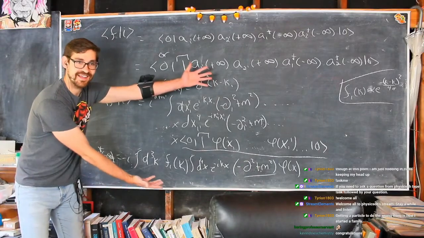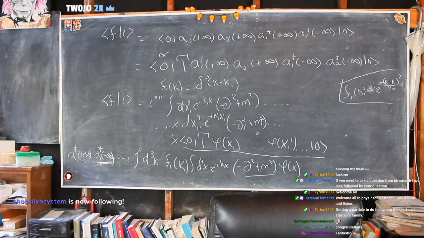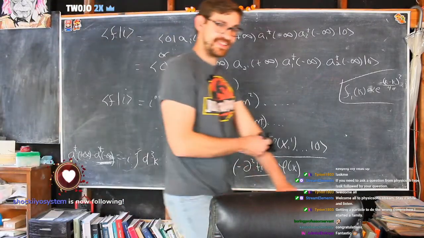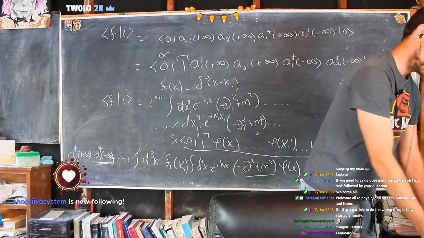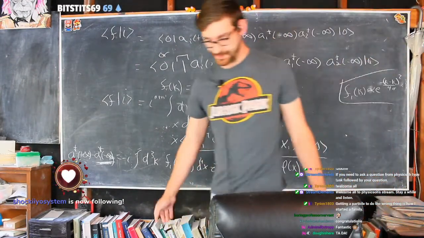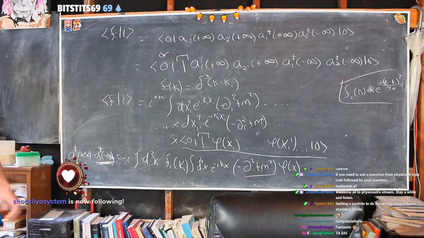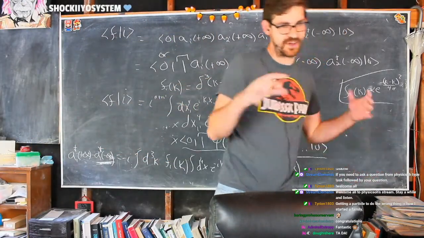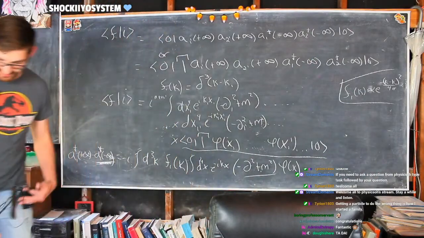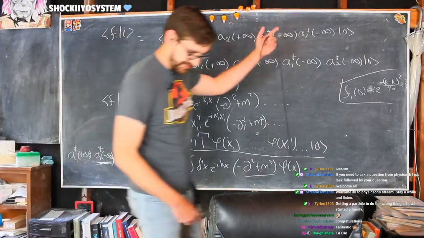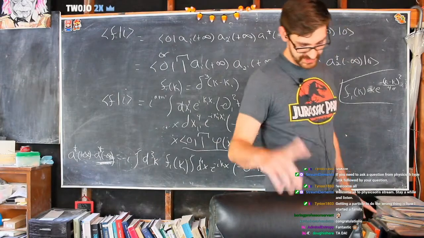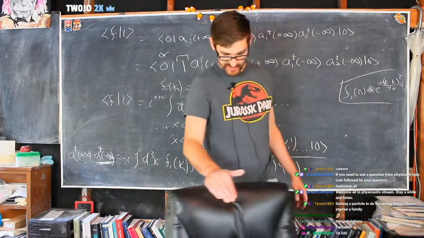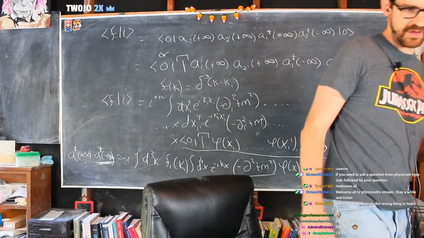Ta-da! Path integration! We did it! Part 9 wraps it up. Now we have everything we need to talk about any amount of particles coming in, and this is all for phi cube theory, and you can do the extensions to the other theories. If you want to do a fermionic field, you would need Dirac equations instead of Klein-Gordon and whatnot, and all of that stuff is laid out.